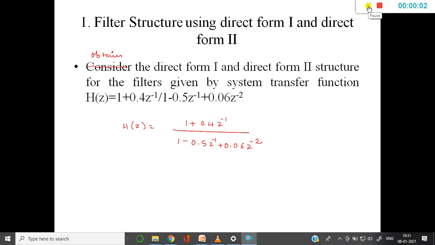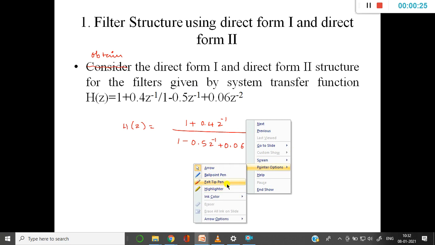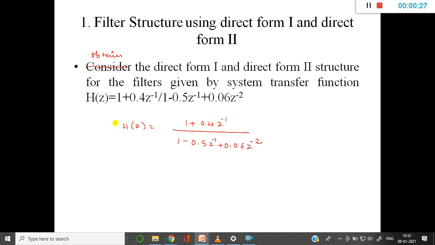Now we will discuss the design of filter structures using direct form 1 and direct form 2. Directly we'll take an example here. Before solving this example, one thing please try to remember in your mind: usually when we want to design direct form 1, I call this D1.